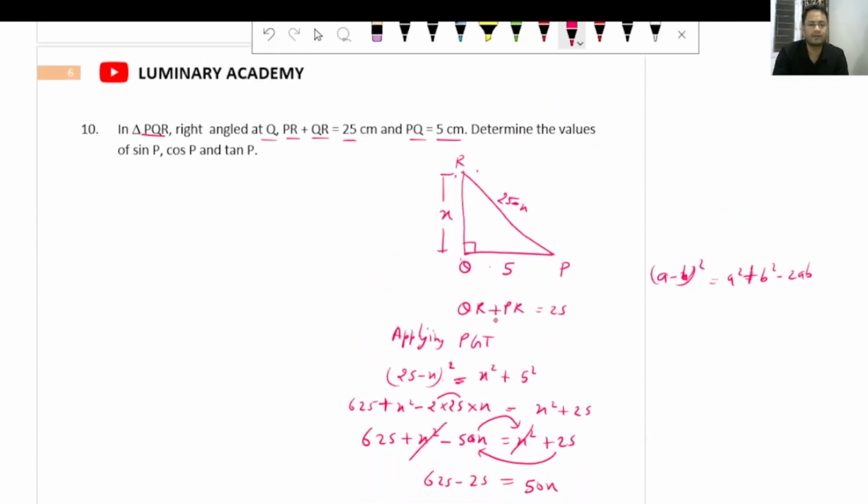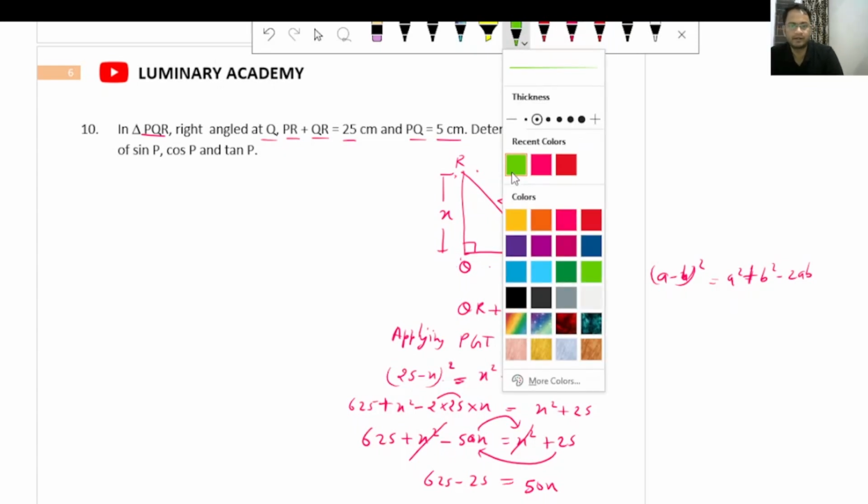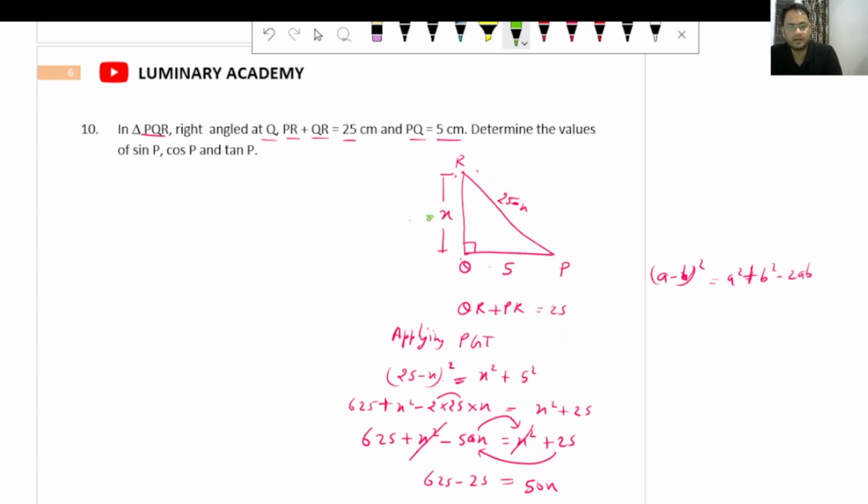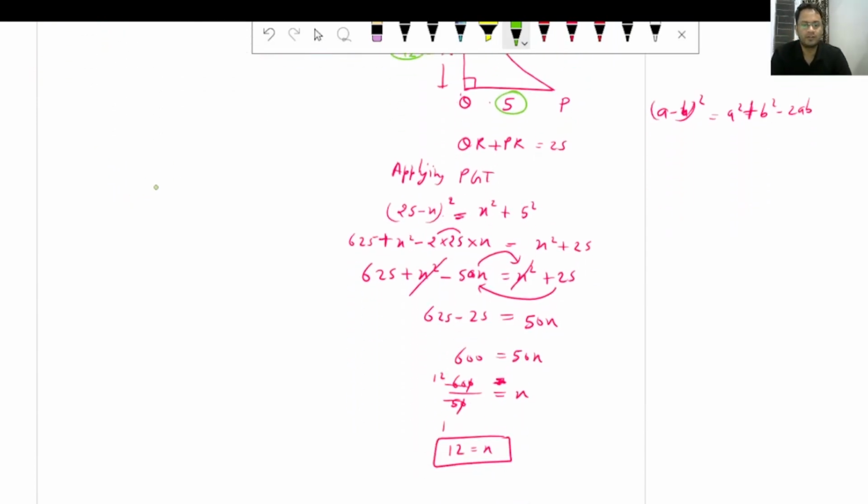Now we got the value of x. You know that the value of x is 12, right? So if it is 12, this will become 25 minus 12. So 25 minus 12 will be 13, and this will become 12 and this will become 5, right? Now you have got the answer for all the sides.